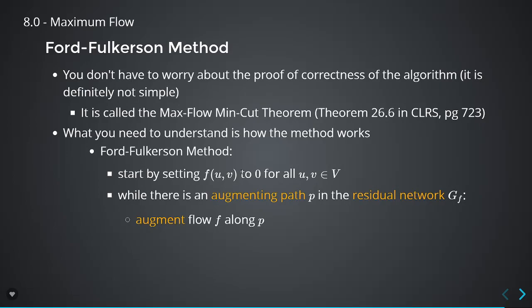You don't need to care about the proof of correctness for this course. It definitely is not simple. It's called the max flow min cut theorem. It's going to take a long time if I try to explain that, and I'm not sure how much value you're going to get out of it. But if you plan to do more theoretical computer science stuff, then this is something you can look at. You know how this works, and you can also see how it's proven to work.